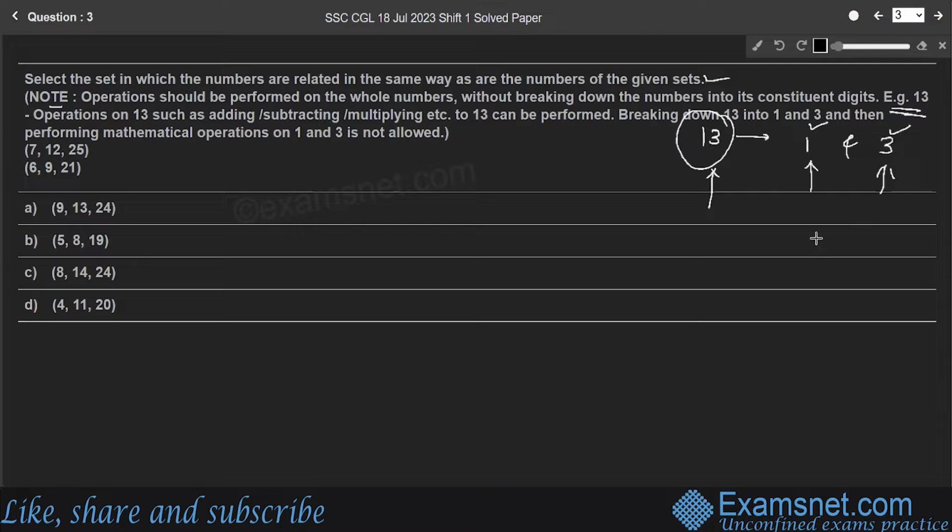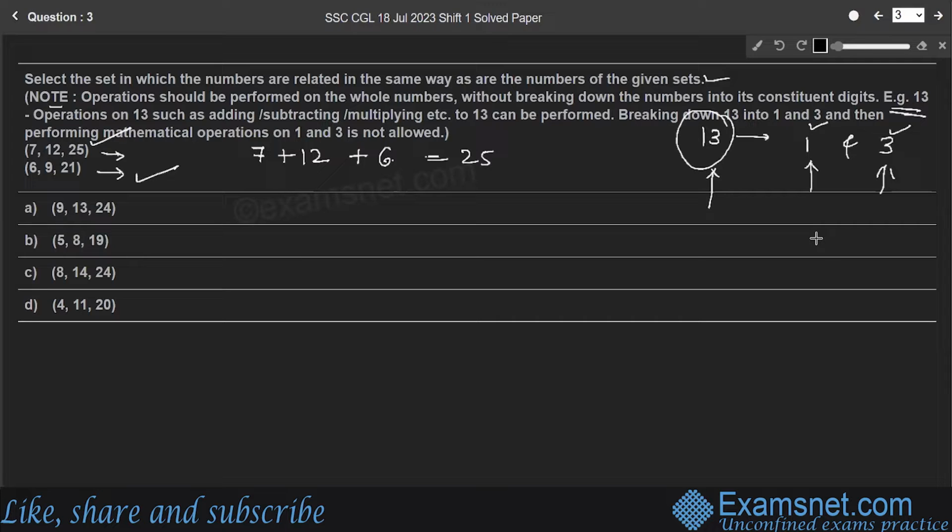So here 2 sets are given, and we need to find which follows the same logic. The first set is 7, 12, 25. Here the first number is 7, the second number is 12. 7 plus 12 gives 19. When 6 is added to the sum, you get the third number, which is 25. Therefore, first number plus second number plus 6 gives the third number.